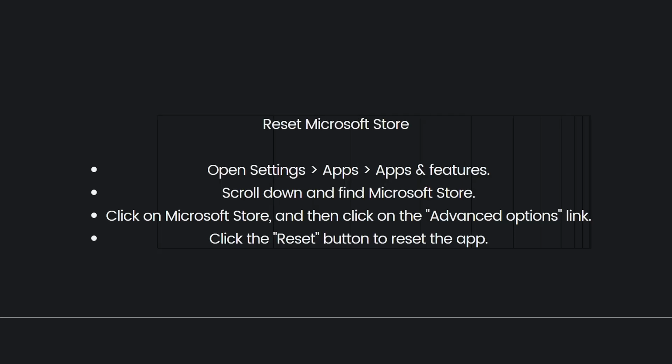The next one, reset Microsoft Store. To do that, these are the steps. First, open Settings, select Apps, then Apps and Features. Scroll down and find Microsoft Store. Click on Microsoft Store and then click on the Advanced Options link. Click the Reset button to reset the app.